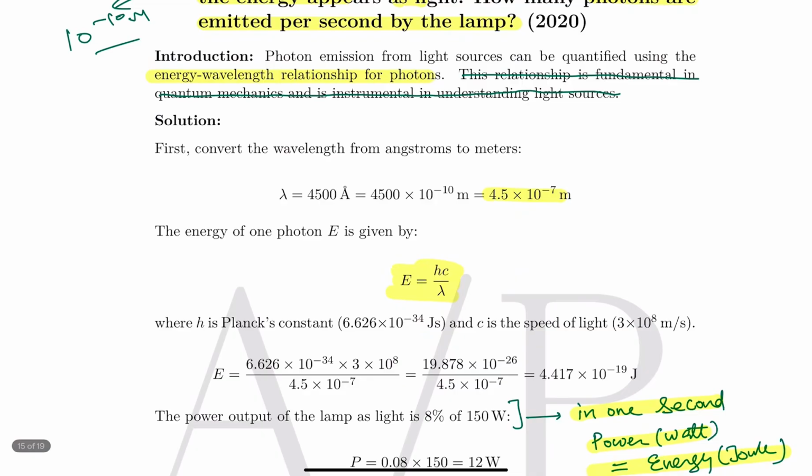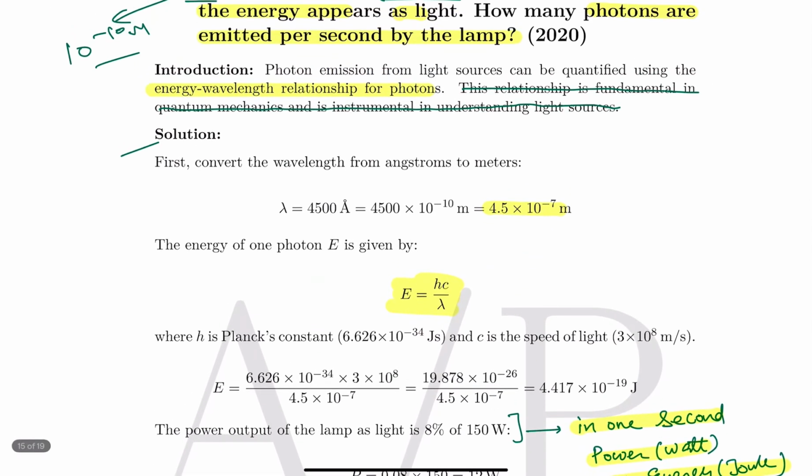So now this is the introduction: photon emission from light sources can be quantified using the energy-wavelength relationship for photons, that is E is equal to h nu. Okay. And this line, I think it is not required here to write that much unnecessarily, so I have struck it off. So don't write it here.